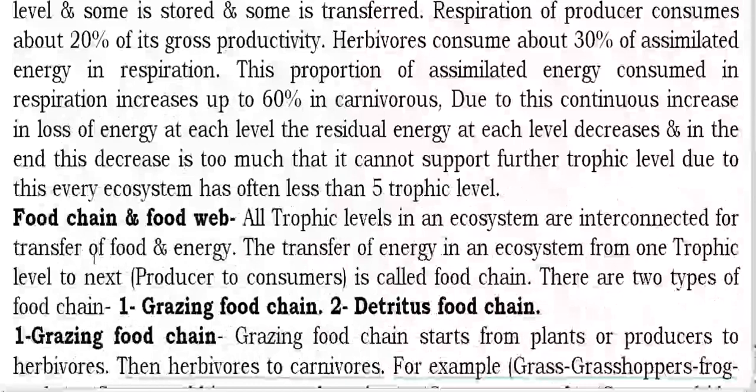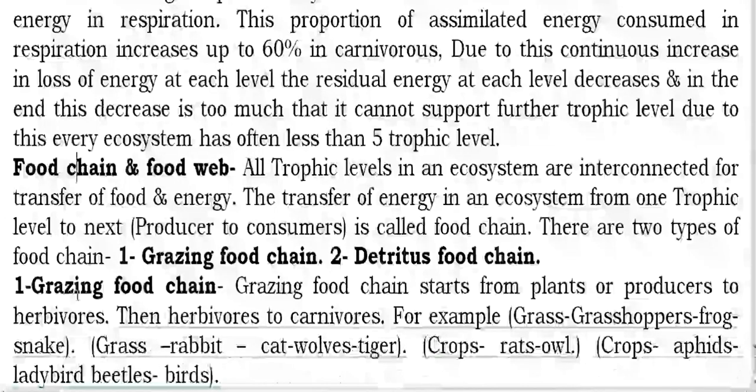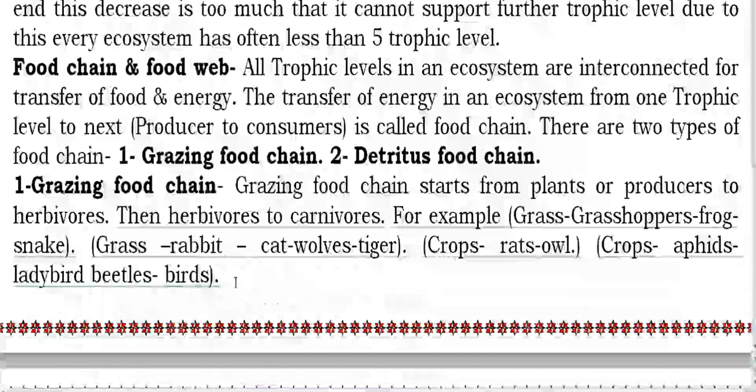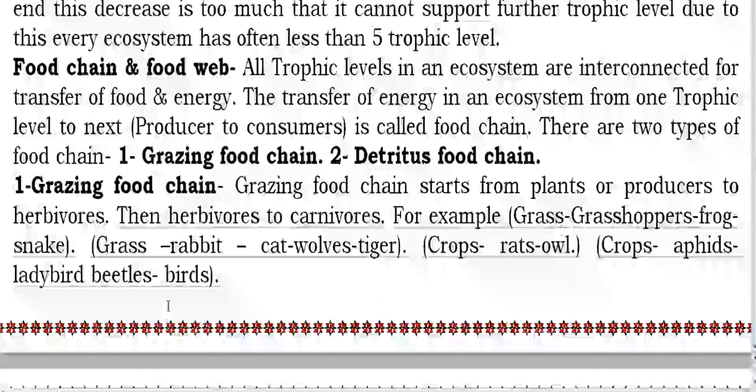Food chain: when one organism eats another and the trophic levels are connected to each other, it is known as a food chain. In a food chain, the first organism is photosynthetic, generally an autotroph, and then herbivores, then carnivores. Food chains are basically divided into two categories: grazing food chain and detritus food chain. In the grazing food chain, the first organism eats grass or plants, for example grass, grasshopper, frog, snake.